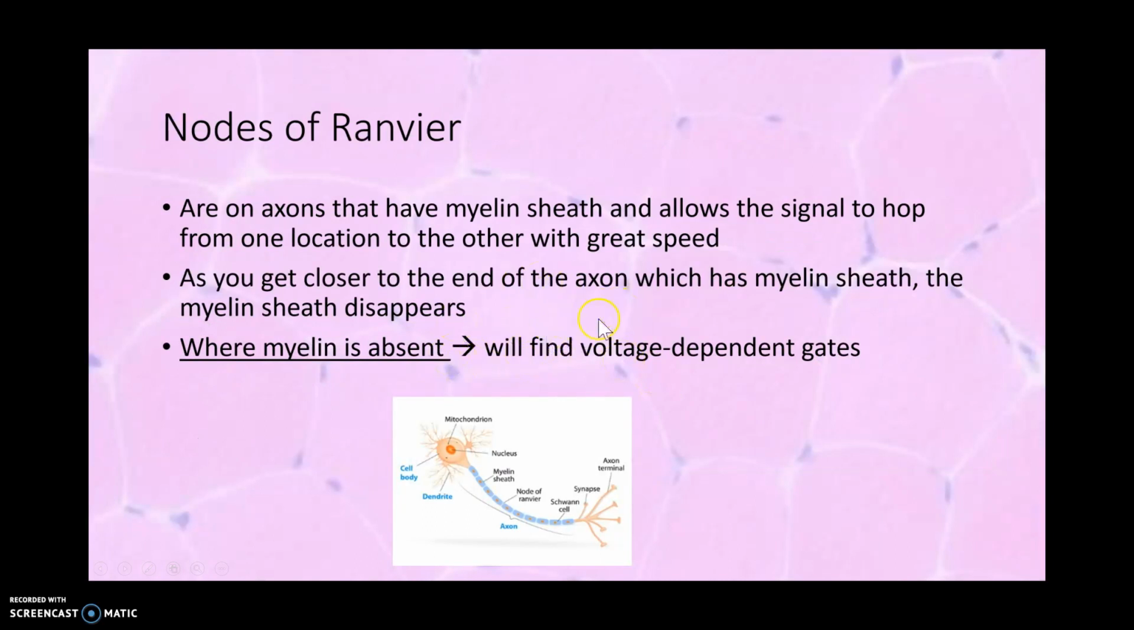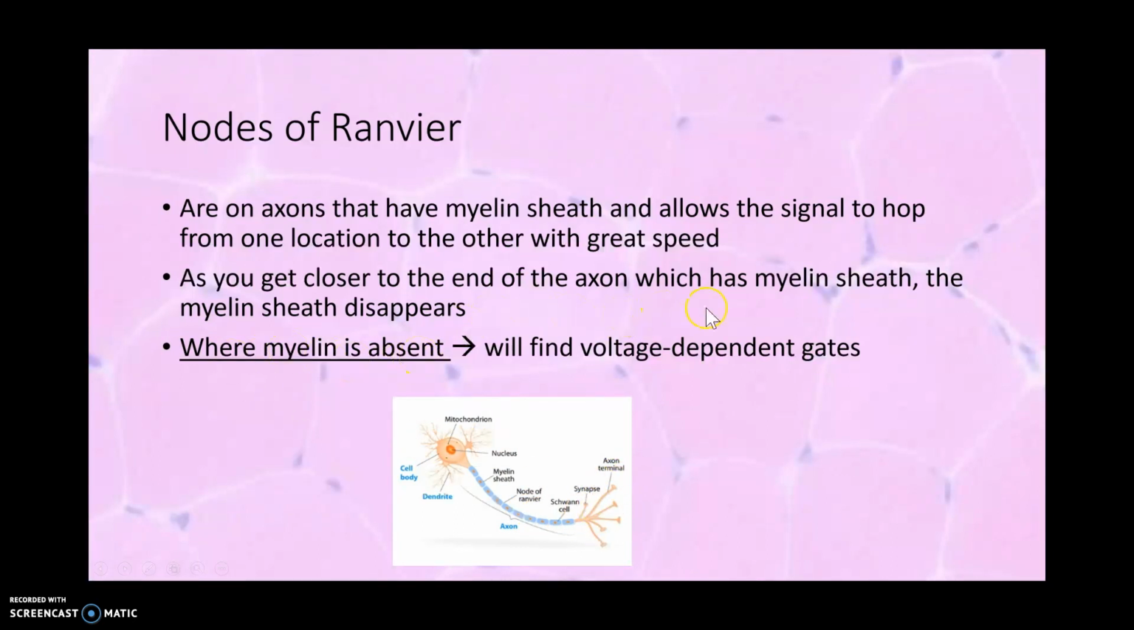Right. So let's talk about nodes of Ranvier. That's what this sheath is on this axon here. They're on axons that have myelin sheath and allows the signal to hop from one location to the other with great speed. So this myelin sheath that is on the axon allows that neural signal to transmit extremely quickly down the axon, into the axon terminals, into the bulbs.